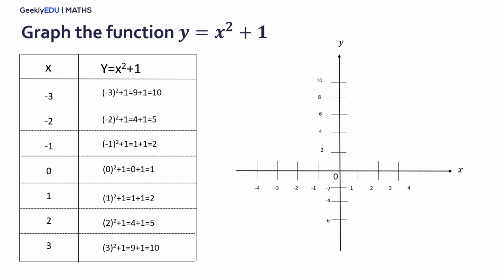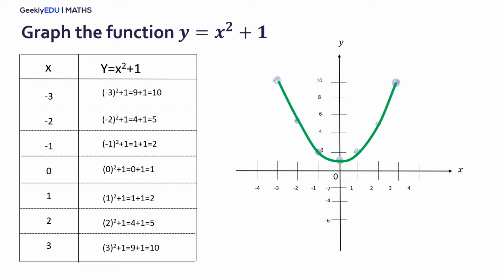Now, in our coordinate axis, we are going to draw the points -3, 10, -2, 5, -1, 2, 0, 1, 1, 2, 2, 5, and 3, 10. And we draw the line.